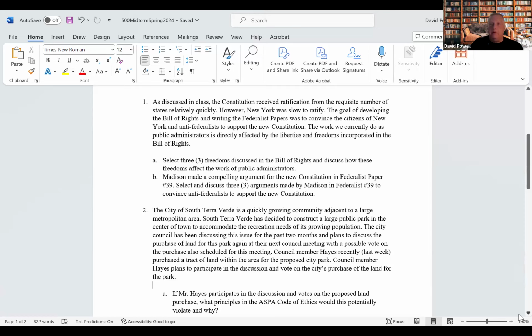So the first scenario is the constitutional basis for public administration. As I'm sure you would guess, the second scenario then looks at accountability and ethics, a lot of that information that we talked about in the second half of class last week.